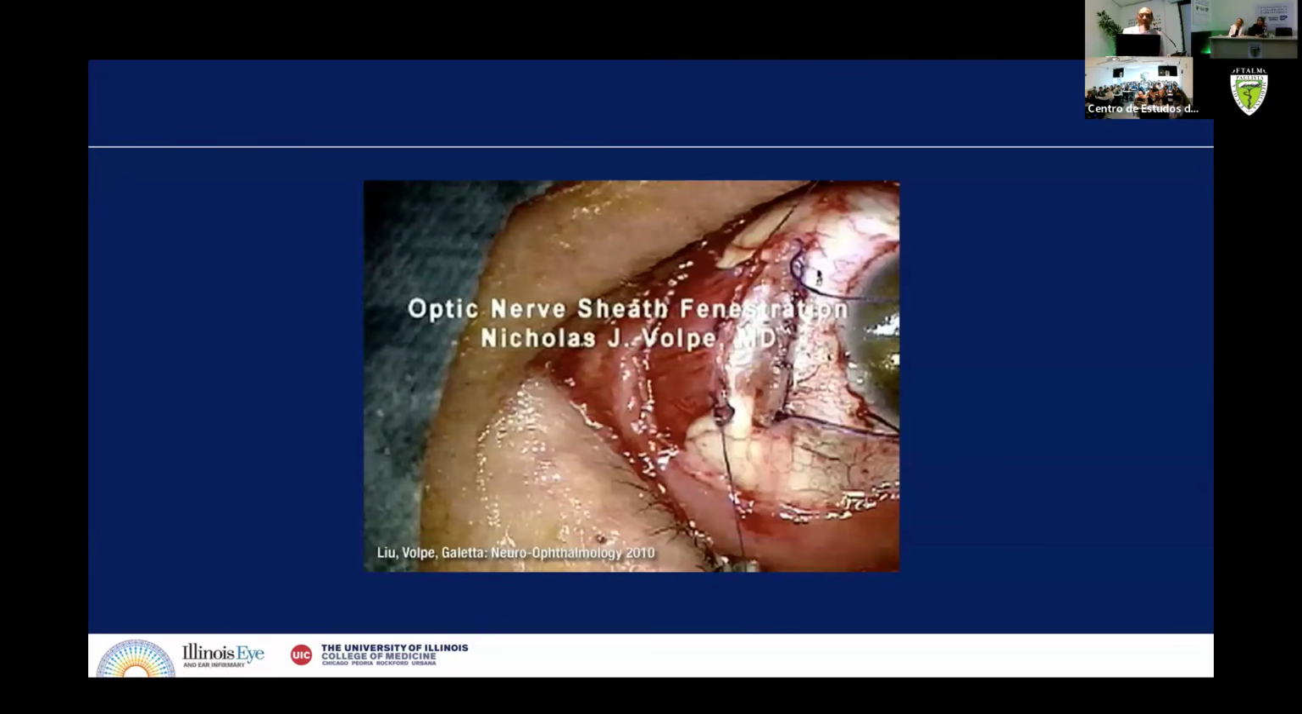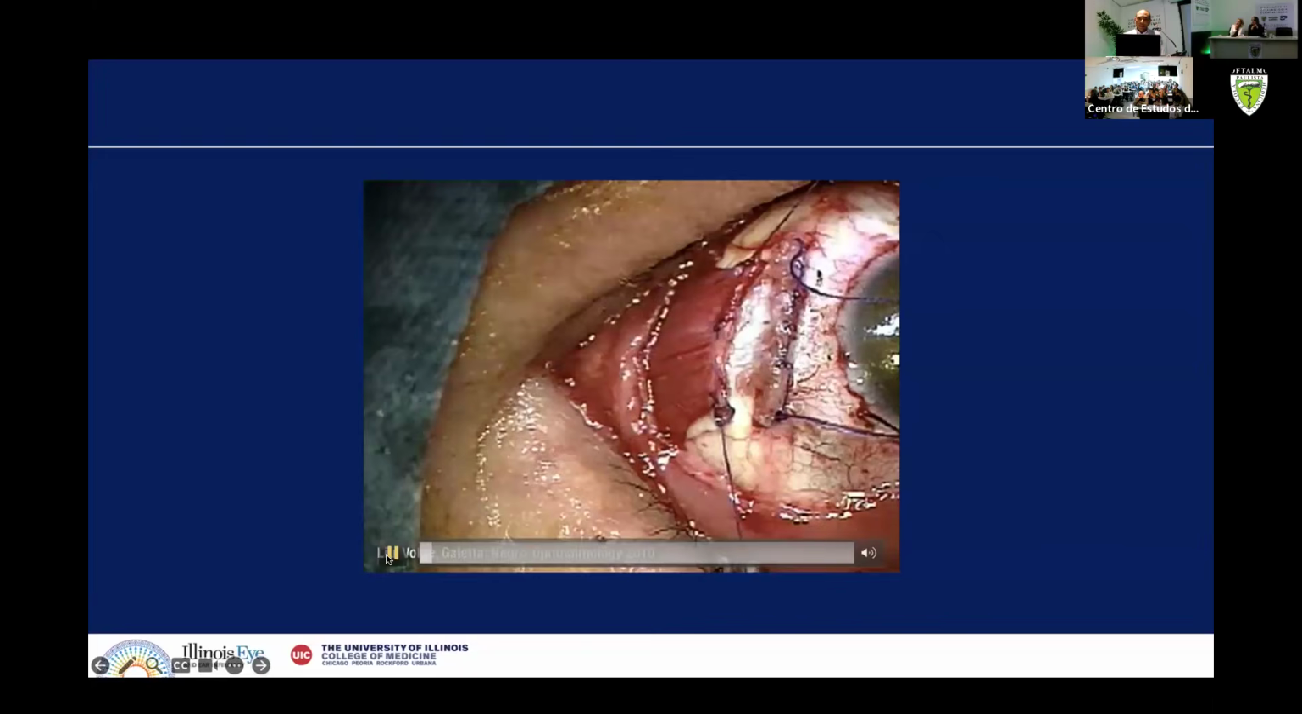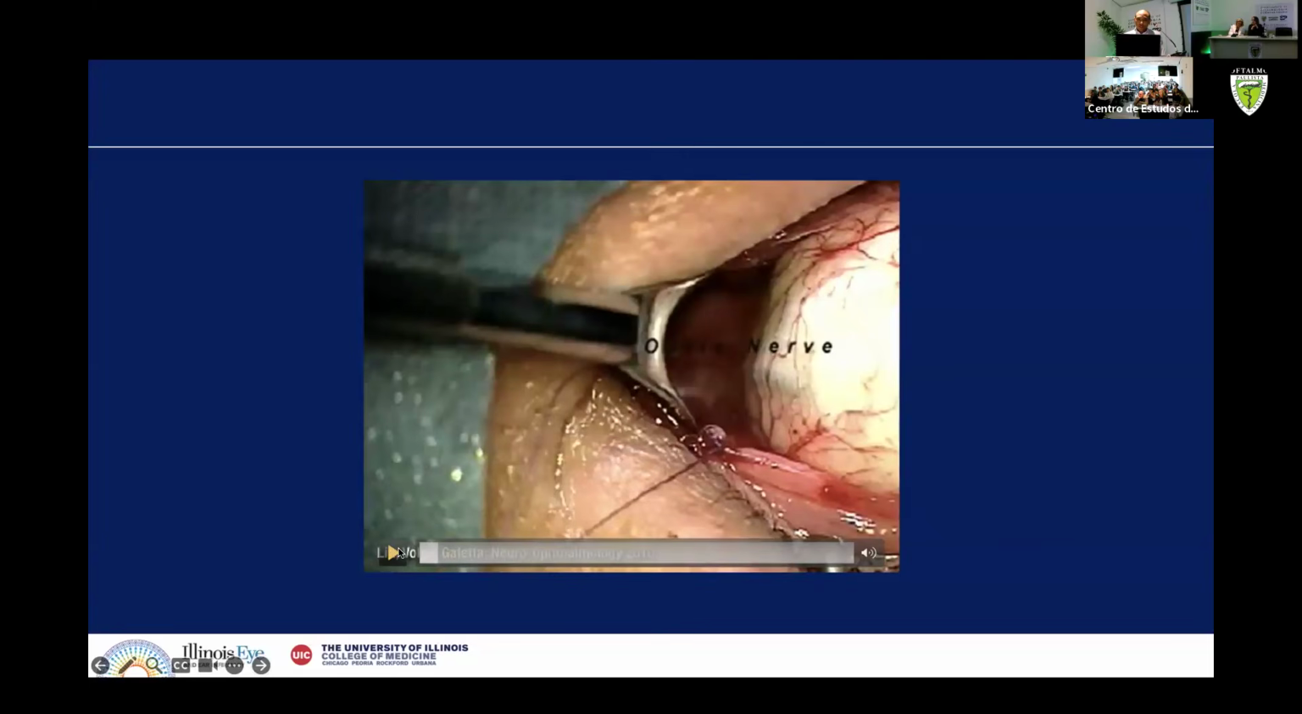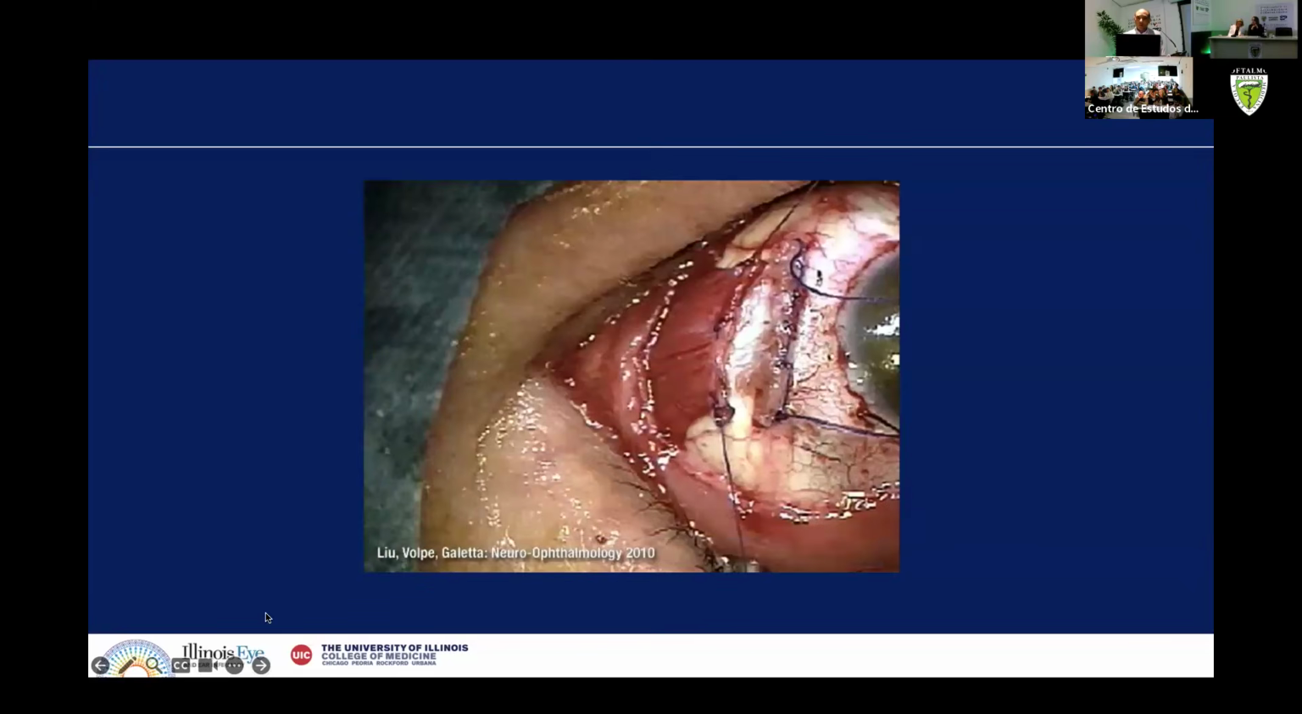Yeah. So here is an example of a fenestration if you have not seen this. This is my colleague Nick Volpe. I used to do these surgeries, and I did it the same way. And what you will see is actually, before we get there, the approach to this, there's a couple of approaches. This one is using the medial peritomy approach, nasal peritomy. There's another approach through the superior eyelid crease. But this is what I was taught, and this is what I have been doing.